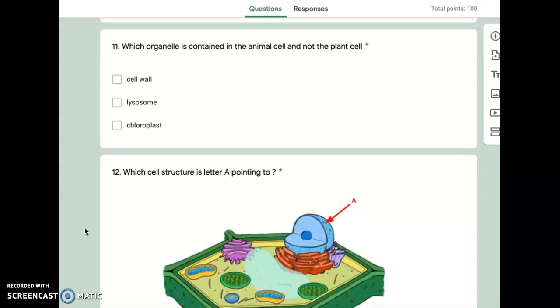Number 11. Which organelle is contained in the animal cell and not the plant cell? Cell wall, lysosome, or chloroplast?